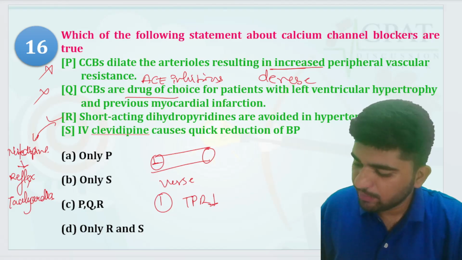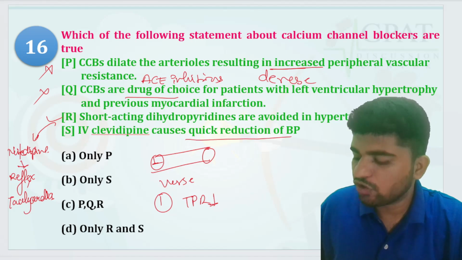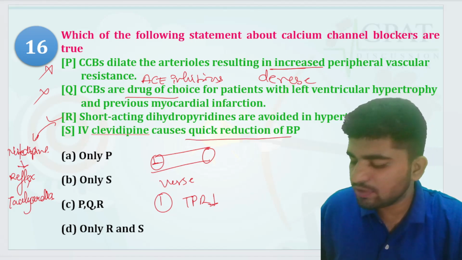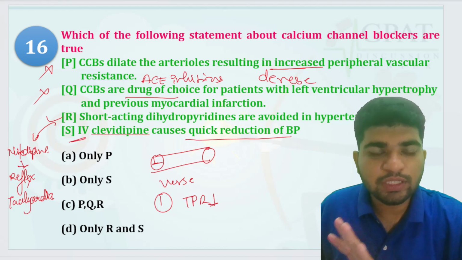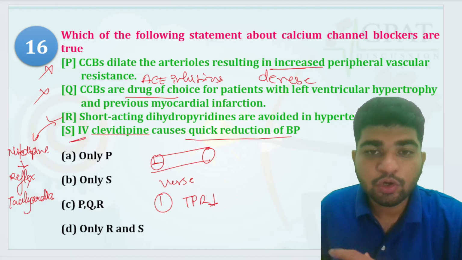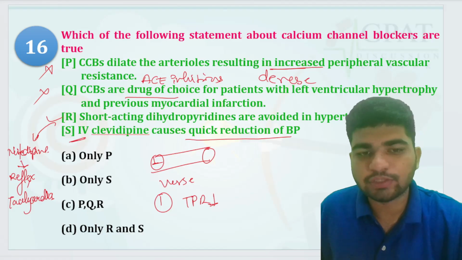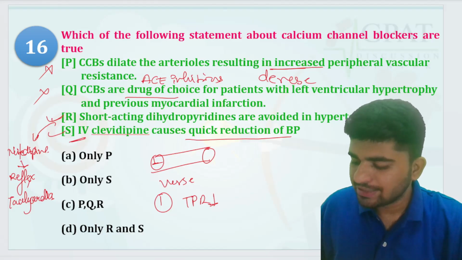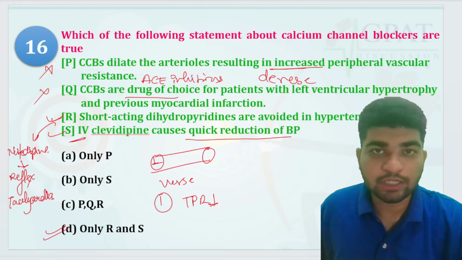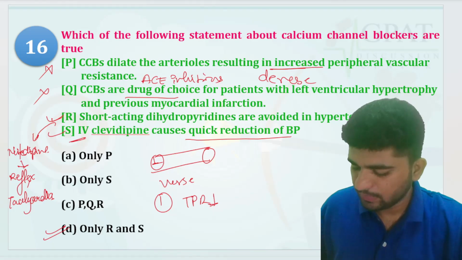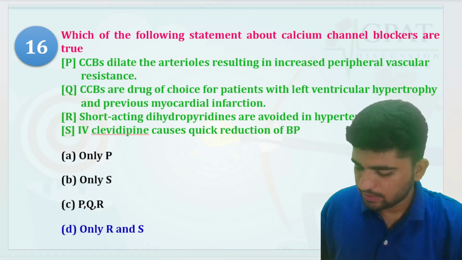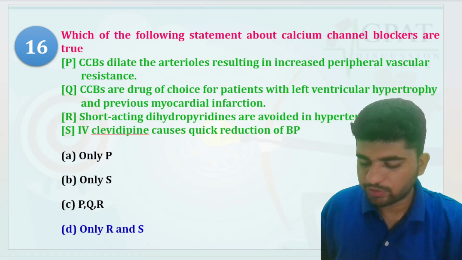IV clevidipine causes quick reduction of BP. Yes, it is right because it is given through IV. Whenever you give a drug through IV, it may cause a quick reduction of BP. So R and S are right according to these statements. Yes, R and S will be the right option.